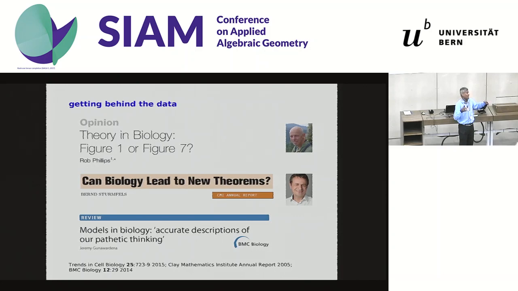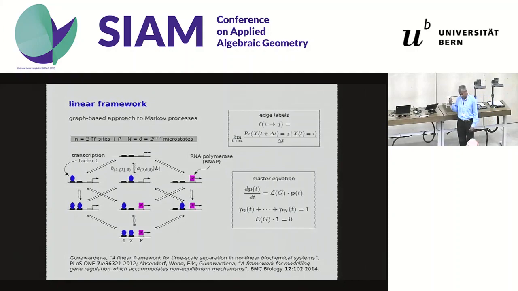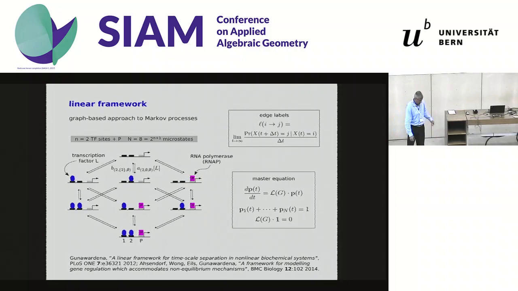Okay? Let's see if we can get into the mathematics. The way we approach these problems is through something which we've come to call the linear framework, and this actually arose not in this context, but in the context that Alicia was talking about in her talk. But for the purposes of what we're going to look at in genes, I think it's simpler to think about it in the following way. It's just a graph-based way of doing Markov processes, okay?